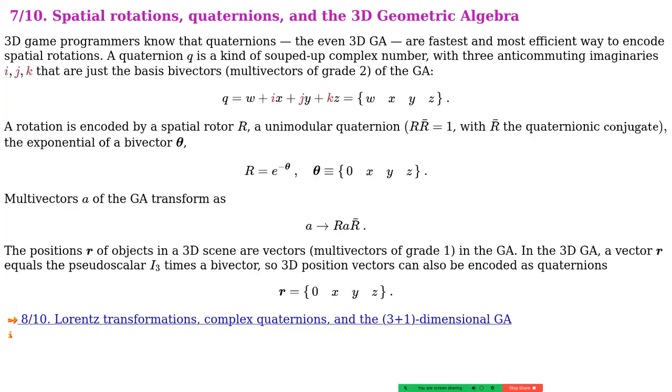This is a conference on the geometric algebra, and indeed it's the geometric algebra in which the black hole flight simulator implements Lorentz transformations. Let me remind you first about ordinary three-dimensional rotations. Game programmers know that quaternions are the fastest and most efficient way to encode spatial rotations. They compose, you can interpolate them, you can spline them. The algebra is very elegant, makes it rapid.